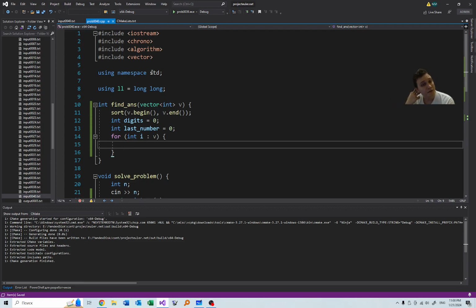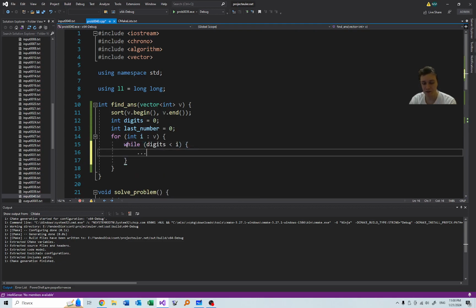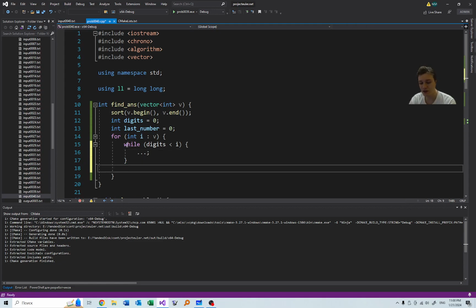How do we do it? So maybe last number already contains this digit I. How do we check it? We can check it by looking at this number of digits. So while digits is less than I, we need to do something. Okay, now digits is at least I. This means that I is contained in this last number.